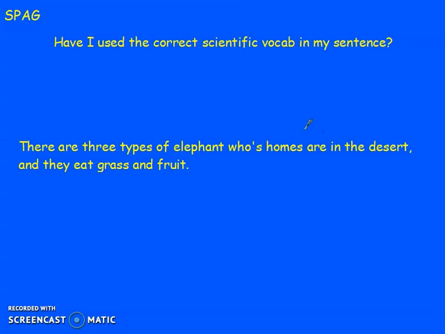So, looking at this sentence, I want to see if I've used the correct scientific vocab. It says, there are 3 types of elephant whose homes are in the desert, and they eat grass and fruit. Pause the video and see if I've used the correct scientific vocab, or if you can change it for me.